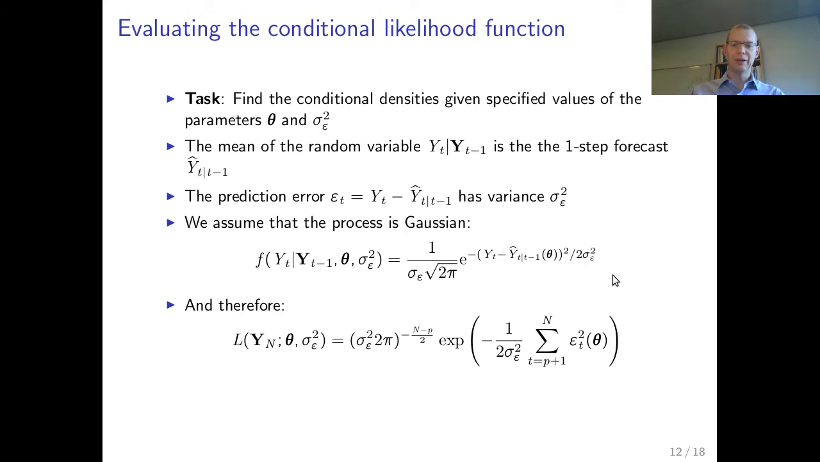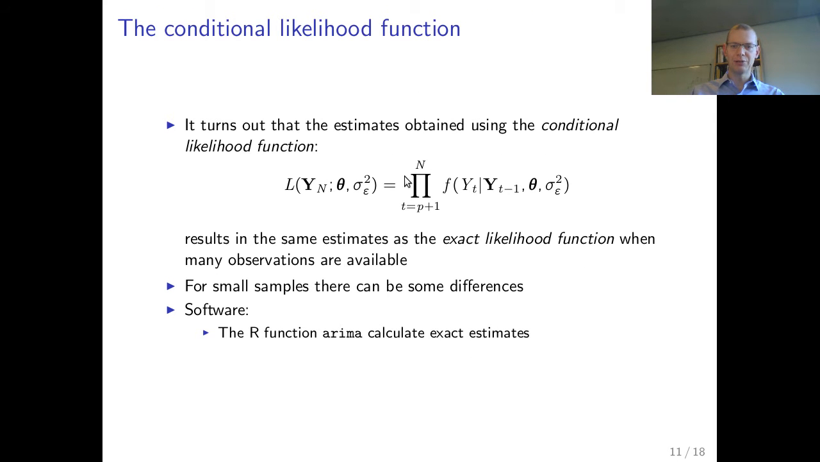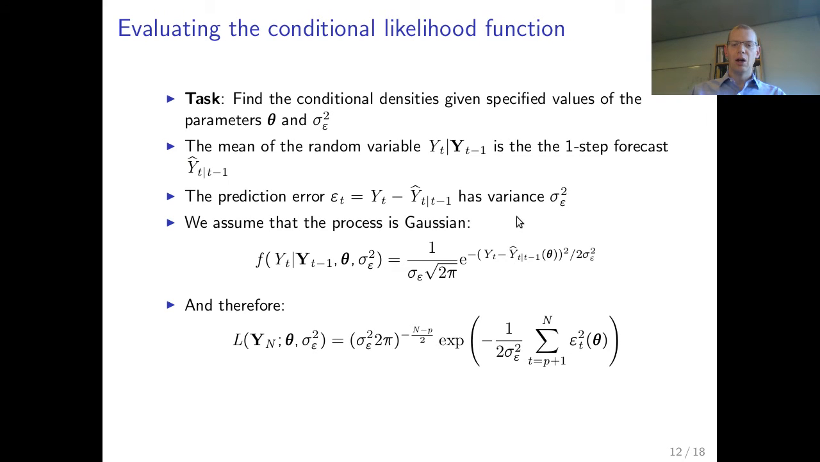And what we then have to do, if we go back one slide, is to calculate the product of all those over time, and then we get the combined likelihood down here, or the conditional likelihood function, where we have sigma epsilon squared to the power n minus p. Again, p here is the order of the AR part, not the total number of parameters, because that's also the number of elements in the sum out here.